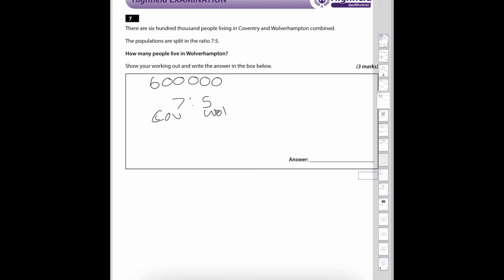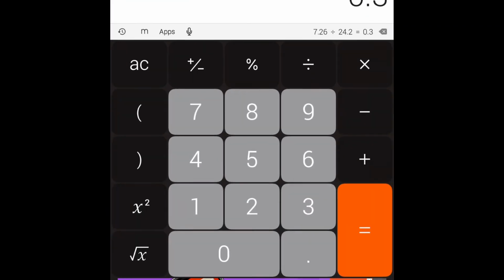Now with any ratio, to get this 7 or this 5, this proportion, you've got to add both of those numbers up. So both of those numbers added up comes to 12. So what we now need to do is divide 600,000 by 12, which is 50,000.